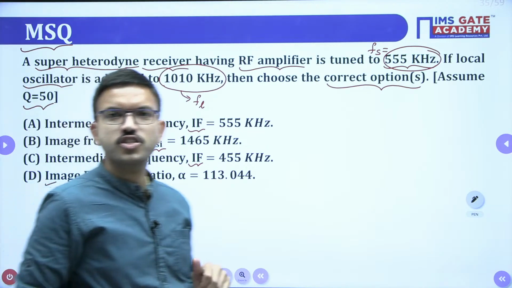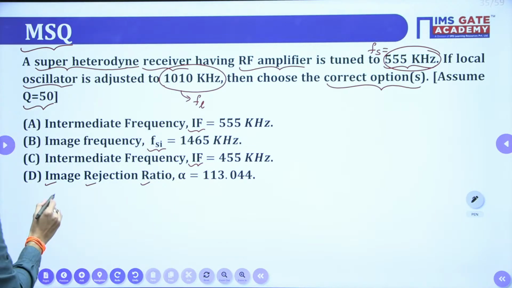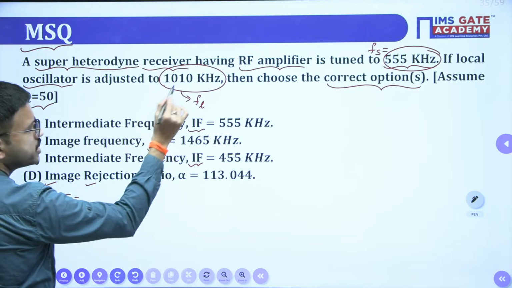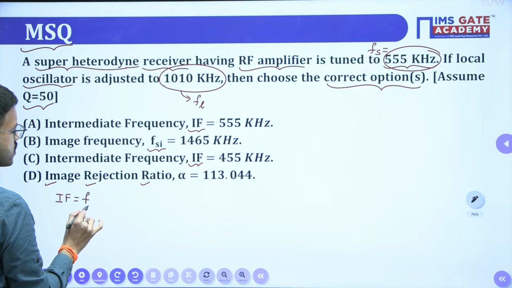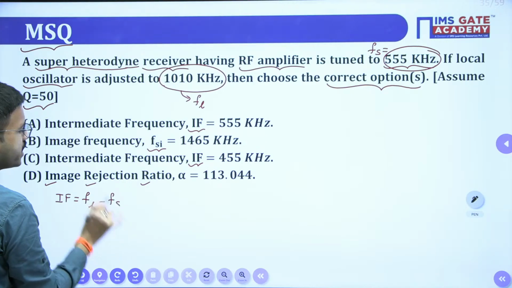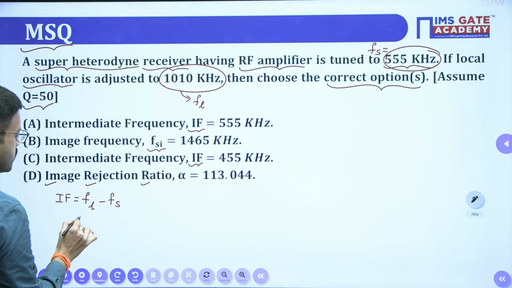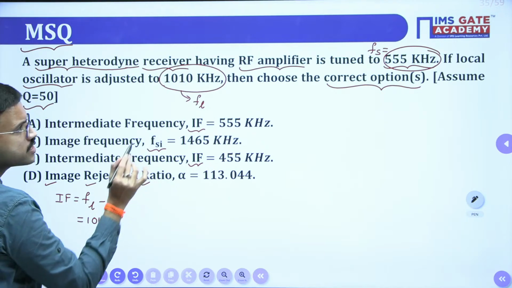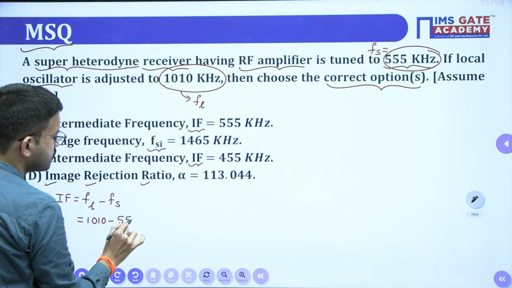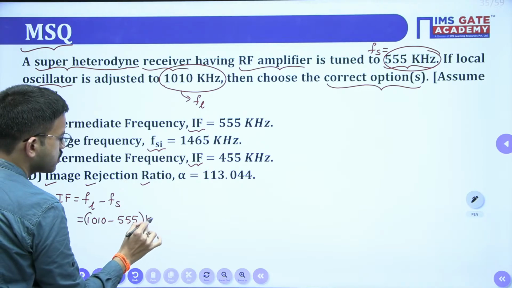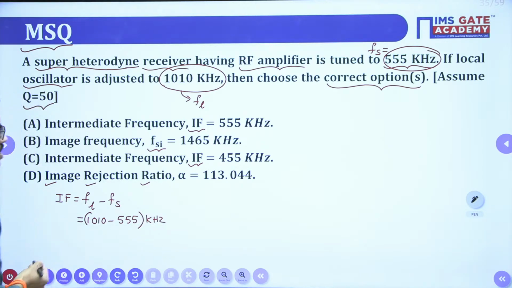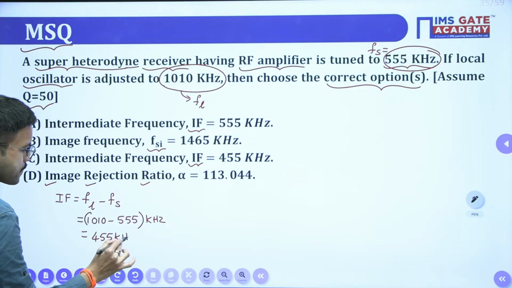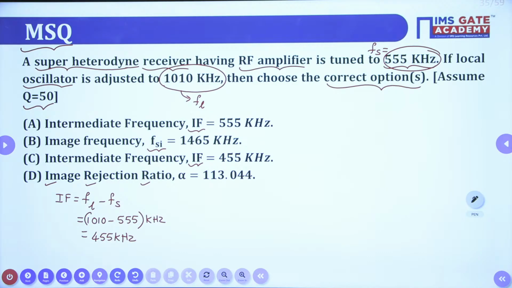Yes, very good, Tushar. So regarding intermediate frequency, you will get local oscillator frequency minus signal frequency. Here local oscillator frequency they have given 1010 kHz minus signal frequency they have given 555 kHz. So just perform the subtraction, you will get 455 kHz. Yes, very good.